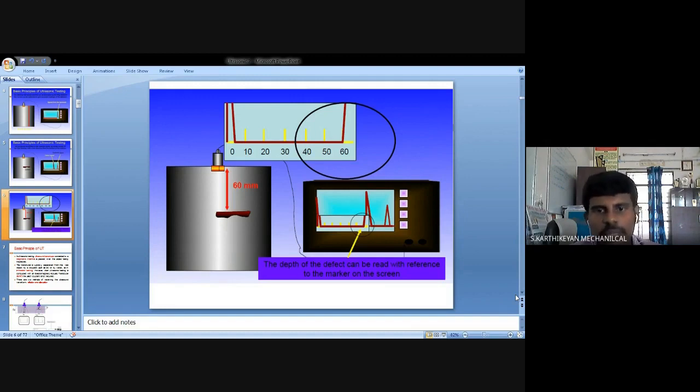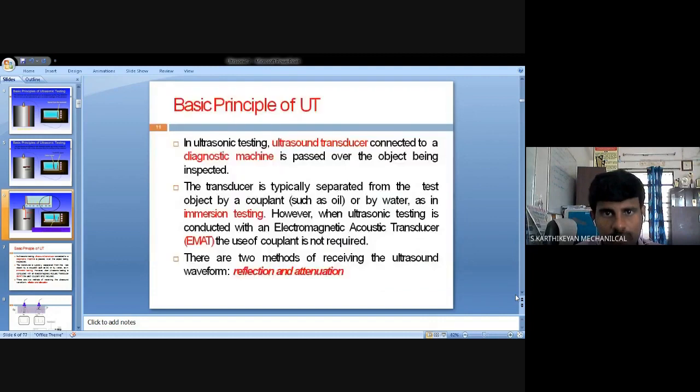The depth of the defect can be read with reference to the marker on the screen, right? It shows how much distance there is from the initial position to the defect. The exact measurement should be shown. So we have to study in detail the theory behind ultrasonic testing.